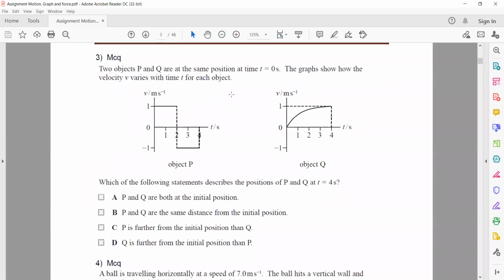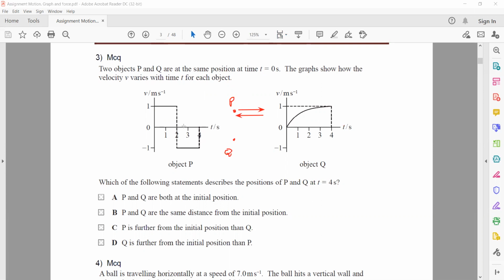Moving on to the next question. Two objects P and Q are at the same position when time t is equal to 0. Then the graph shows how velocity varies with time for each object. Basically for object P, as the velocity is positive and negative, what does it mean? It moves away from the starting position, and then it returned back.